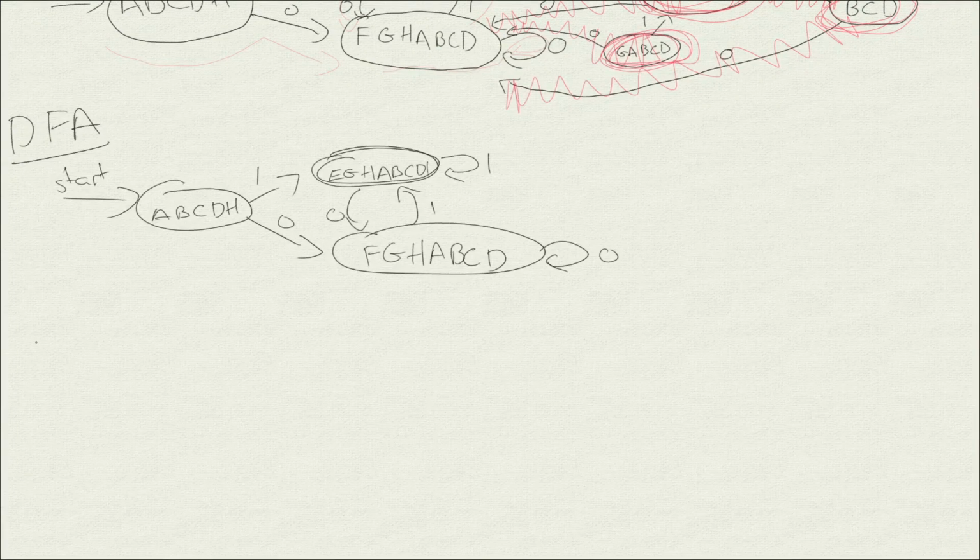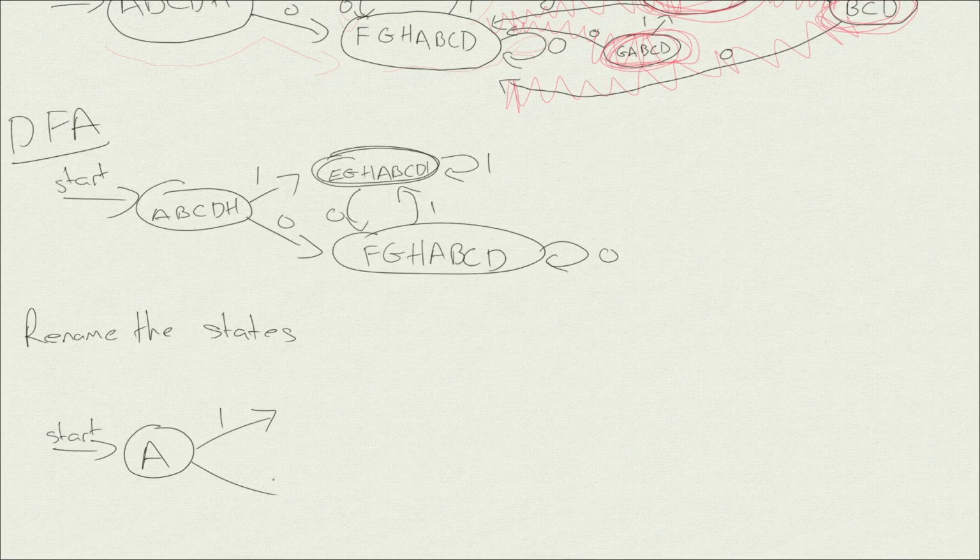So I'm just going to rename the states. I'm going to say start state, I'll just say A. So A, B, C, D, H becomes A. With 1 and 0, you can go to B and C. With 0, with 1, with 0, with 1, finishing. There you go. And this is how you'd convert an NFA into a DFA.